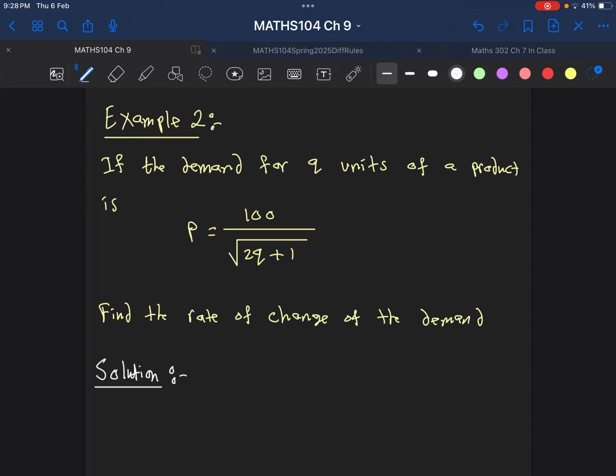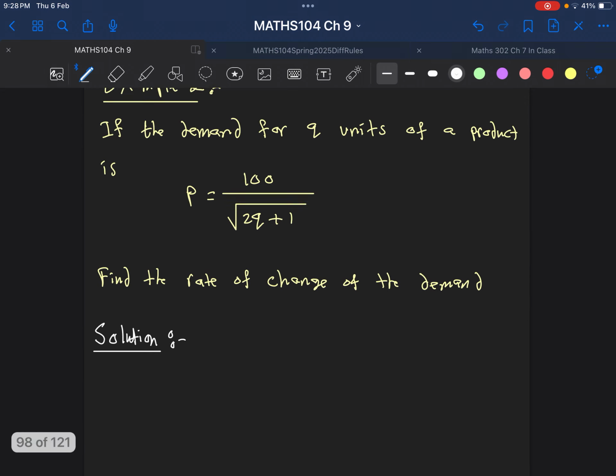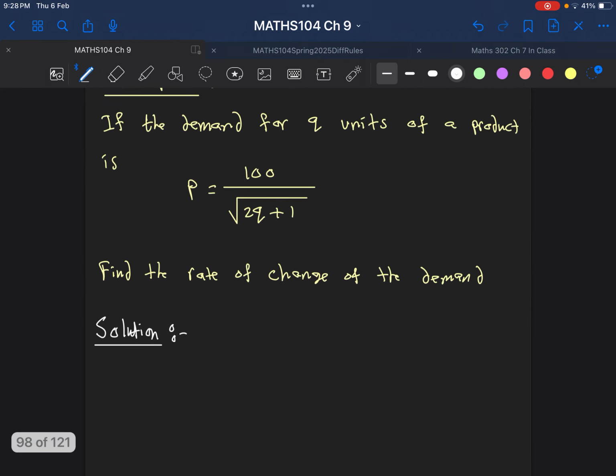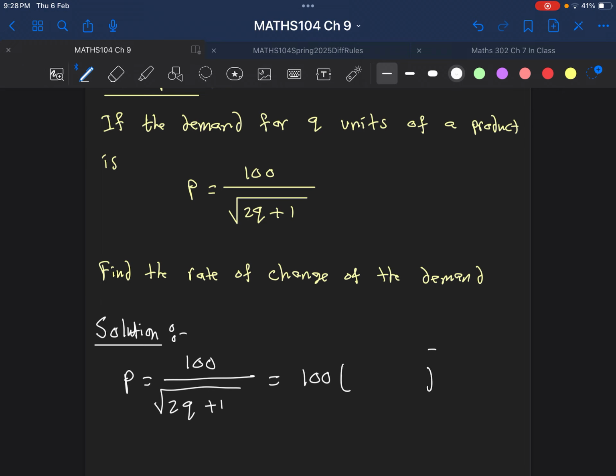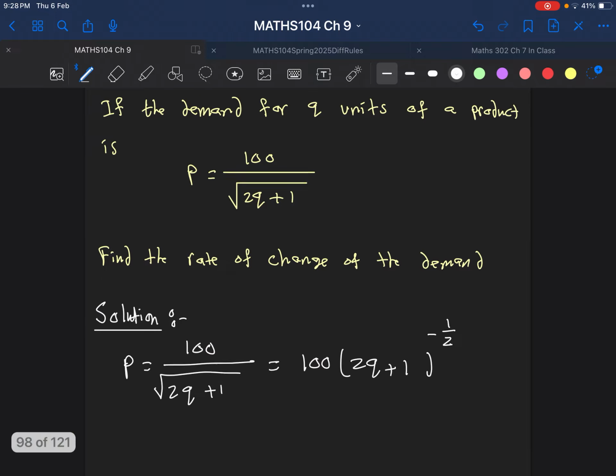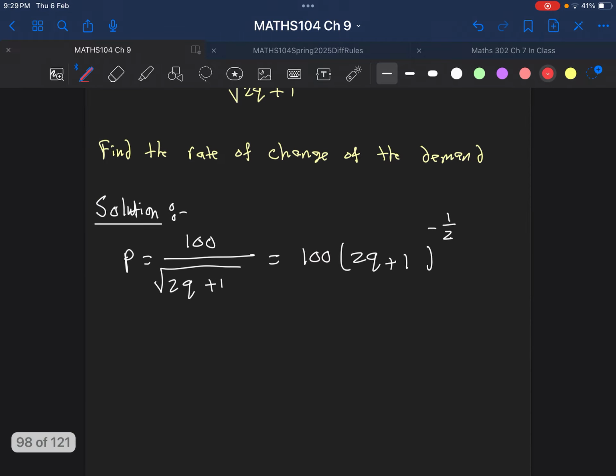Example number 2, if the demand for Q units of a product is given by this formula, find the rate of change of the demand. So what is the rate of change of the demand? Another way of saying the derivative. So remember, the price is given by this formula, which I can rewrite. Remember, sometimes we need to rewrite it, so it will be 100 to the power of -half.